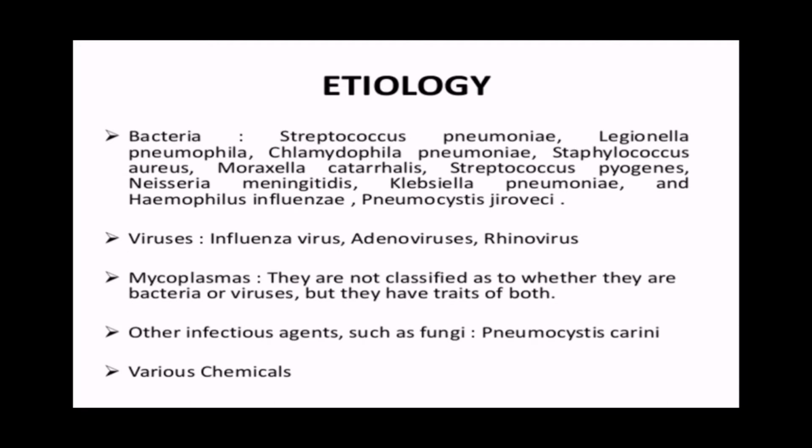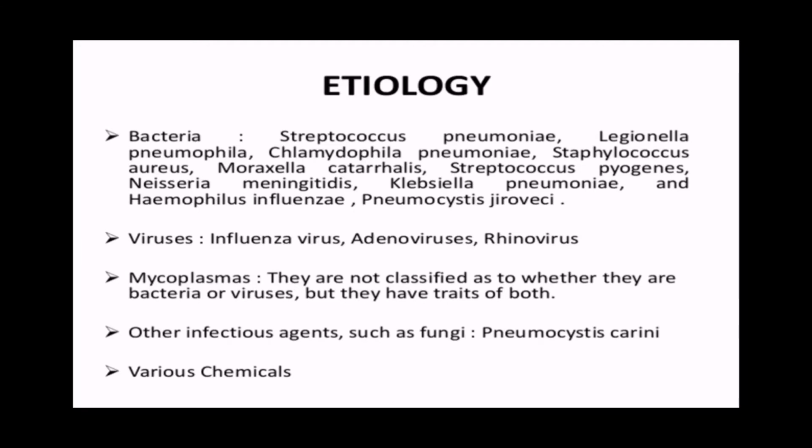Etiology: what are the causes of pneumonia? Bacteria. Bacteria include Streptococcus pneumoniae, Legionella pneumophila, Chlamydophila pneumoniae, Staphylococcus aureus, Streptococcus pyogenes, Neisseria meningitidis, Klebsiella pneumoniae, Haemophilus influenzae, and Pneumocystis jirovecii.